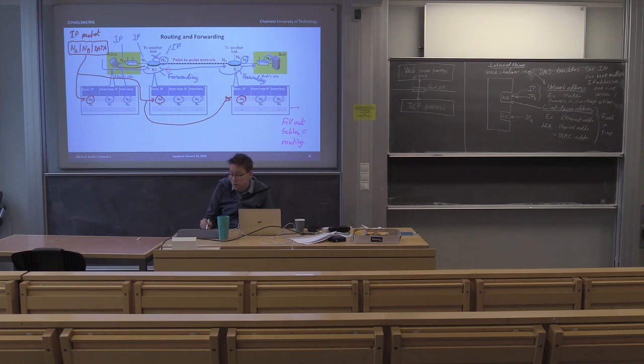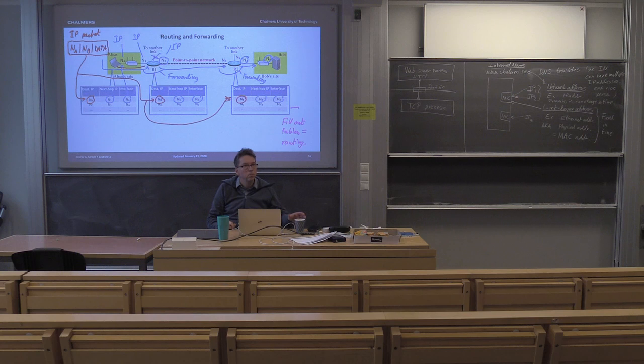Forwarding is what's done by the router. It's the process of moving a packet from an input port to the appropriate output port, which is specified by the forwarding table. Now, we will be sloppy and call this routing anyways, right? But if one should be careful, these are the distinctions. Forwarding is the action of moving from input port to output port. Routing is the process of filling out the routing tables. Sorry, the forwarding tables. Okay, any questions so far?